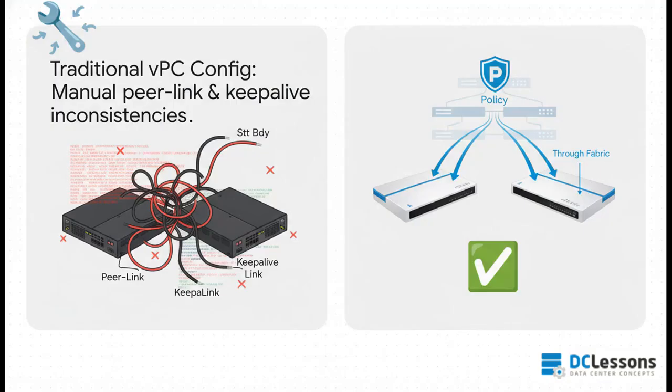The old way, the traditional NXOS way, you're manually setting up peer links, keepalives, making sure dozens of little parameters match up perfectly. It's a nightmare for configuration drift and silly mistakes. But in ACI, forget about it. The peer link is gone, the keepalive is gone, the fabric handles all that complexity for you. The whole thing is just driven by a reusable policy. You get perfect consistency every single time.